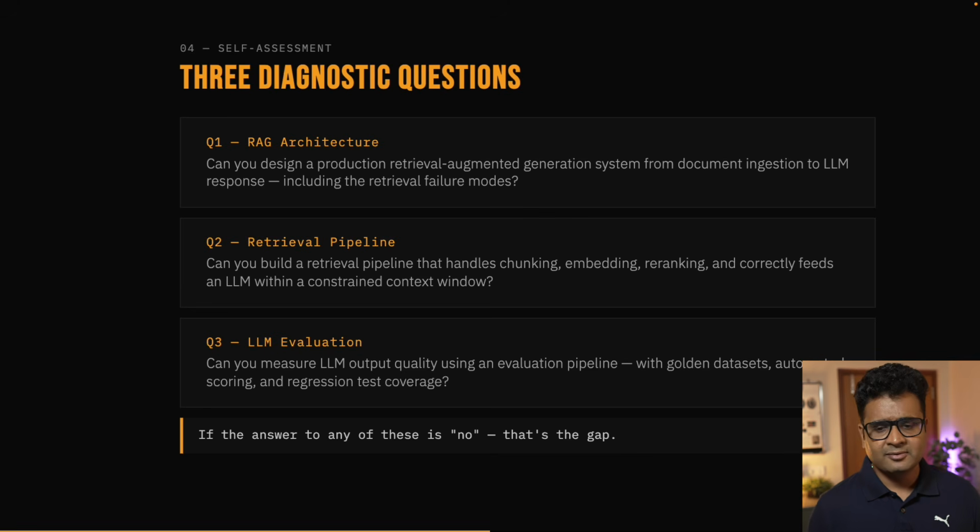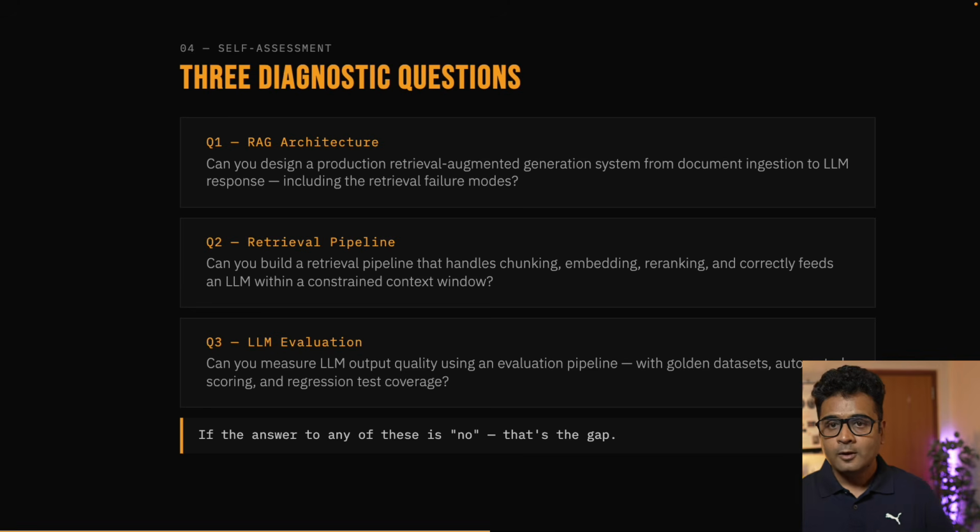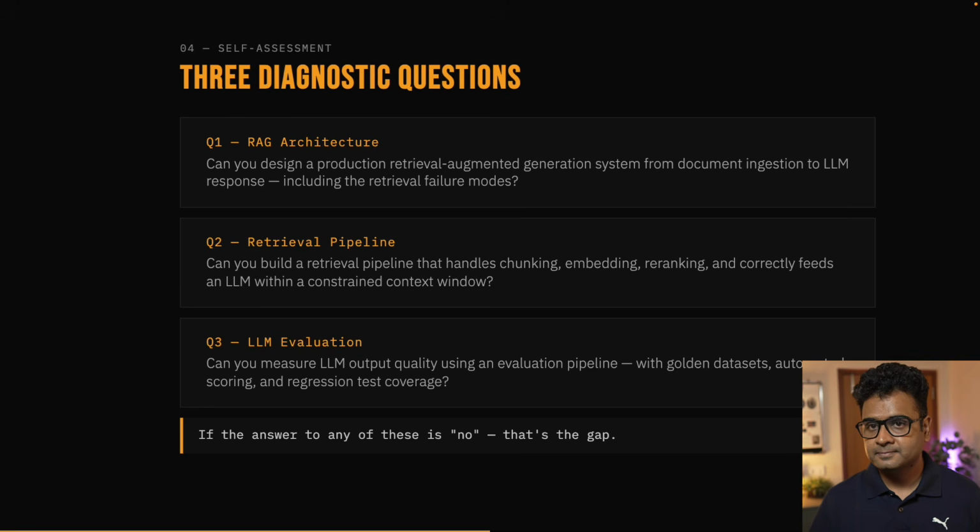Just test yourself with this question. The first question is, can you design a full RAG system? When I say RAG, you should not just describe it. It's about actually designing the ingestion pipeline, chunking strategy, vector database, retrieval layer, evaluation layer. Can you describe the RAG architecture in terms of all these components? And can you explain what breaks at each step?